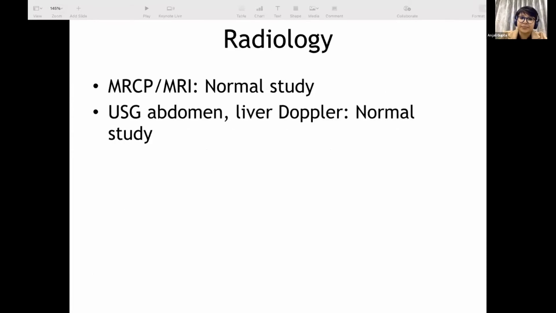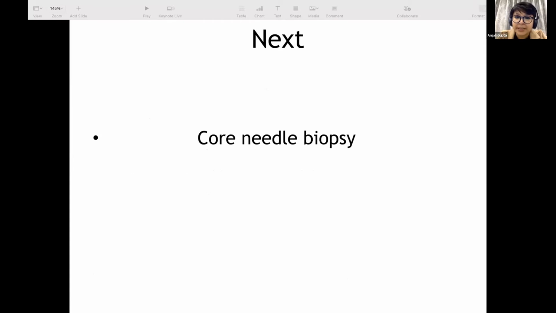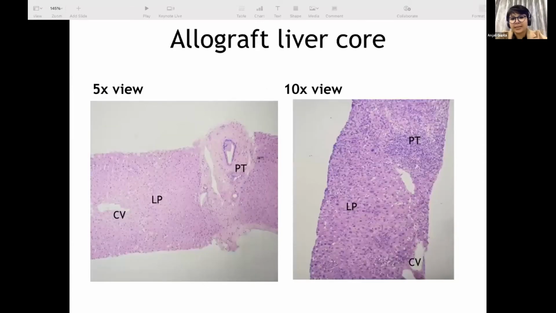Can I have the next slide? Yeah. The radiology showed normal biliary and vascular flows. A core needle biopsy was done. The next slide, please. Well, again, the left-sided biopsy is for comparison. Here we can see that the portal tract, PT, is filled with inflammatory infiltrate, and the clean margin around the portal tract has been lost here. Even the lobular parenchyma looks pretty infiltrated.